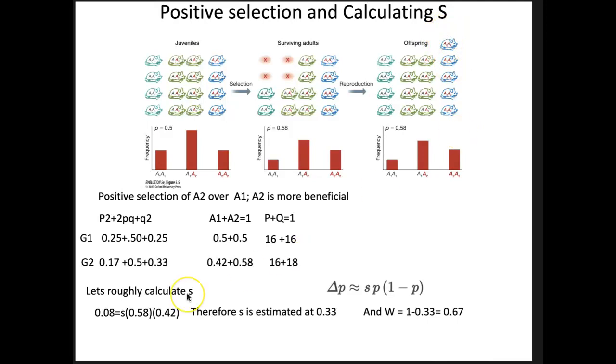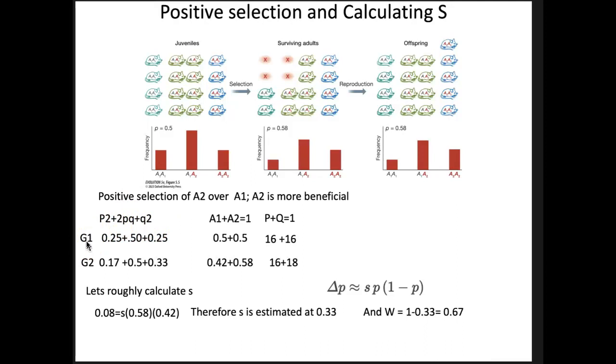Okay, so let's talk about how we discuss positive selection in terms of selection coefficients and in terms of the bookkeeping of Hardy-Weinberg. I put some of this down here for you. Remember that when we talk about populations, we're going to use this formula: p squared plus 2pq plus q squared equals 1.